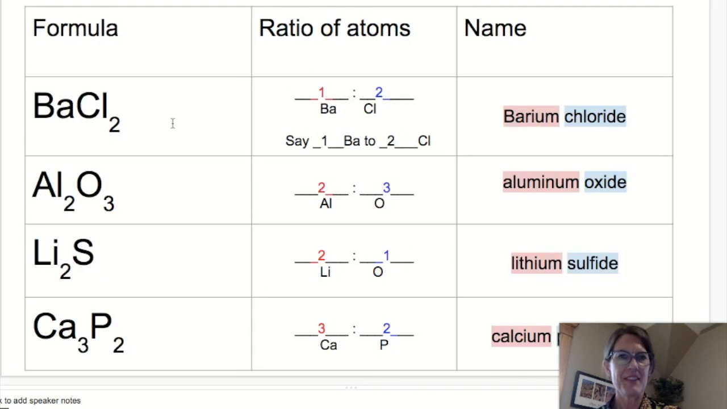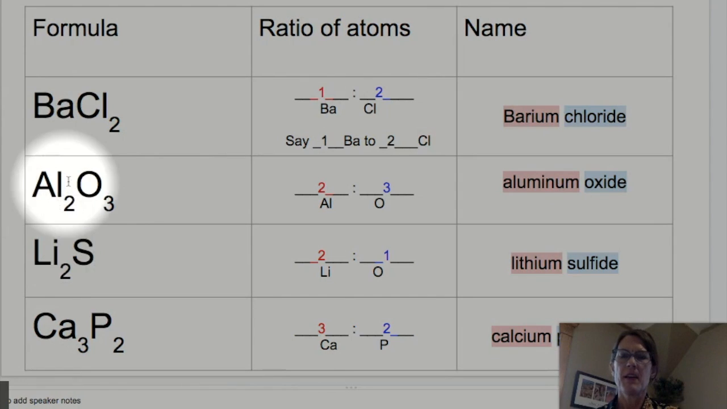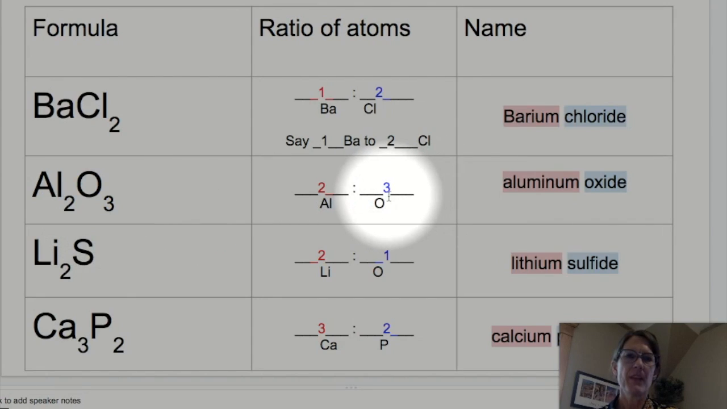And here are the answers then. And now I've done the coloring with the red for the cation and blue for the anion. So 1 Ba to 2 Cl, we just did that one together, barium chloride. And here's what you should have for the rest. So I'll just read through it in case you had any mistakes there. Al2O3, the little 2 means 2 of the thing that come before, so that's 2Al. And then 3 comes after the O, so 3O. And then that's called aluminum oxide.